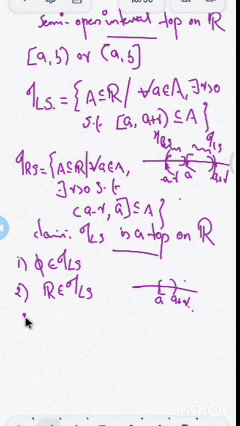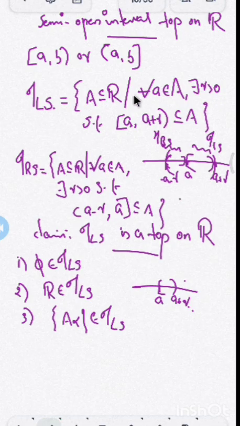Now we need only prove that tau ls is closed under arbitrary union. For that, let the collection of A alpha be members of tau ls. We want to show that the union of A alpha belongs to tau ls. How will you prove that? Look, for a set to be included in tau ls, whichever element of that set we take, we must show that this type of interval lies inside that set. So we need to prove that the union of A alpha belongs to tau ls. For that I take an element, let a belong to the union of A alpha. What we have to prove is that this union of A alpha is in tau ls.